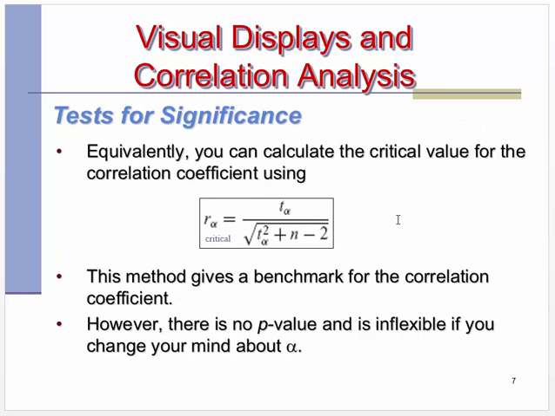Test for significance. Equivalently, you can calculate the critical value for the correlation coefficient using this: R critical equals t alpha over the square root of t alpha squared plus n minus 2. This method gives a benchmark for the correlation coefficient. However, there's no p-value and it's inflexible if you change your mind about alpha.